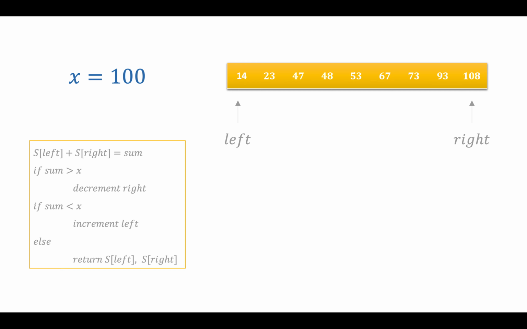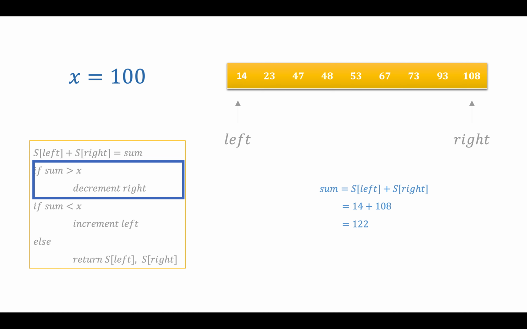So our element x is equal to 100. Our counter on the left is at 14 and right is at 108. We sum these two together, which gives us 122. We check if the sum is greater than x, which it is, so we decrement right. Now we have 14 and 93, which is 107. Again, we check, this is greater, so we decrement right. Now 14 plus 73 is 87.